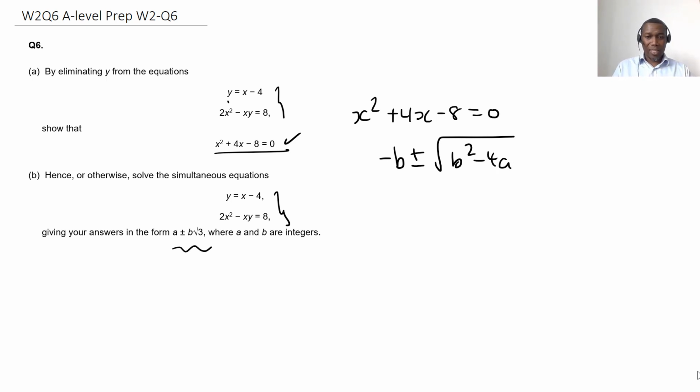I'm not doing that because I want to show you something else and I want you to practice another skill. But you wouldn't get marks for that. Let's do completing the square. You can use completing the square and you'll get the answer just like this.